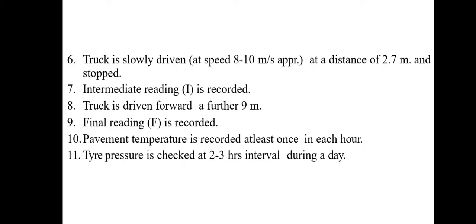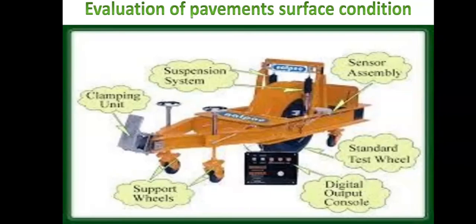Truck is slowly driven at a speed of 8 to 10 meter per second approximately to a distance of 2.7 meter and stopped. Intermediate reading I is recorded. Truck is driven forward a further 9 meter. Final reading F is recorded. Pavement temperature is recorded at least once in each hour. Tire pressure is checked at 2 to 3 hour intervals during a day.